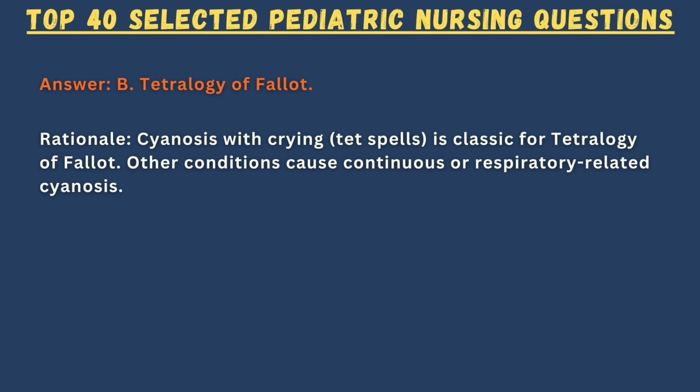Answer. B. Tetralogy of Fallot. Rationale. Cyanosis with crying, tet spells, is classic for tetralogy of Fallot. Other conditions cause continuous or respiratory-related cyanosis.